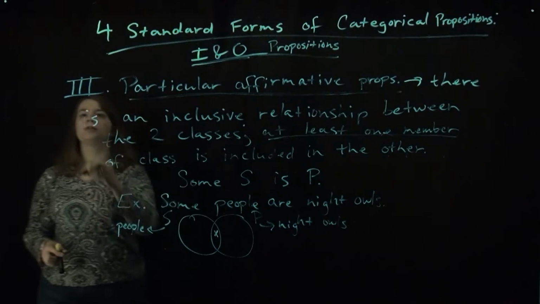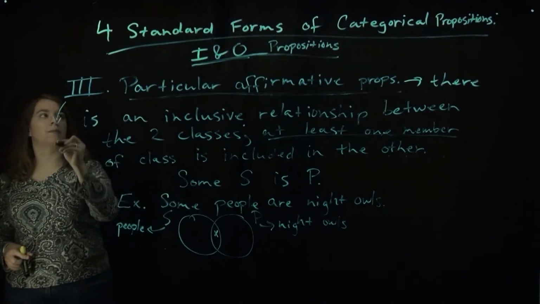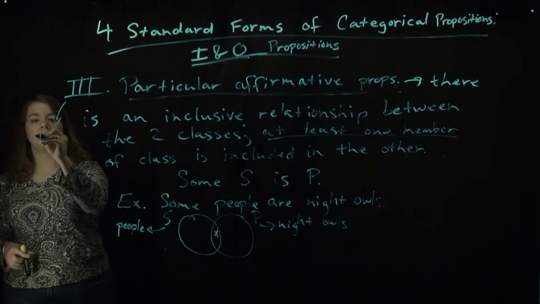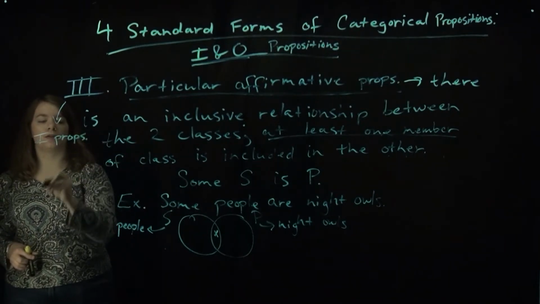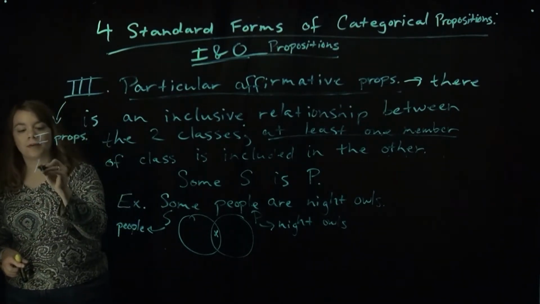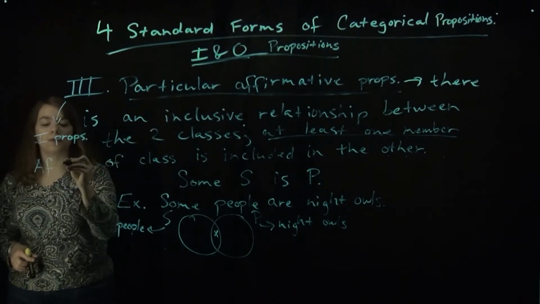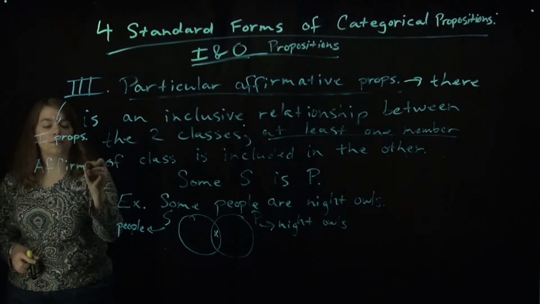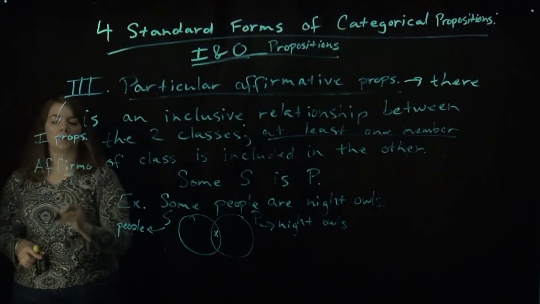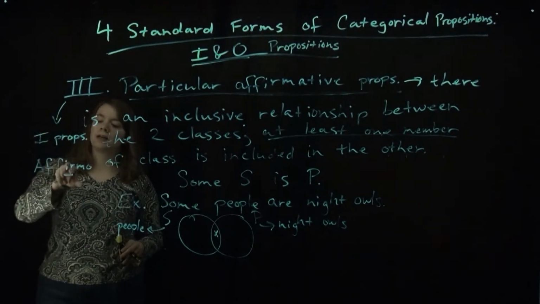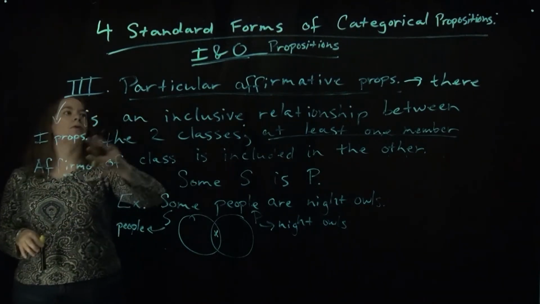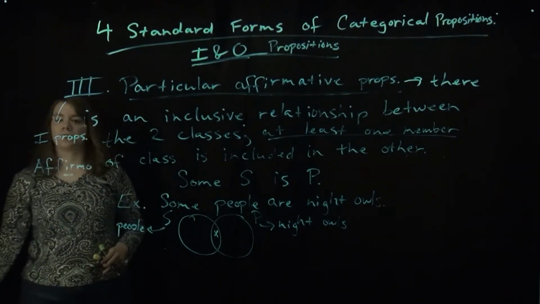Now, as with the other ones, the shorthand for these particular propositions is I propositions. And again, to go back to the Latin, we have the word affirmo, referring to that. We're just locating a shorthand and a little mnemonic device, the I and affirmo. So these are known as I propositions.